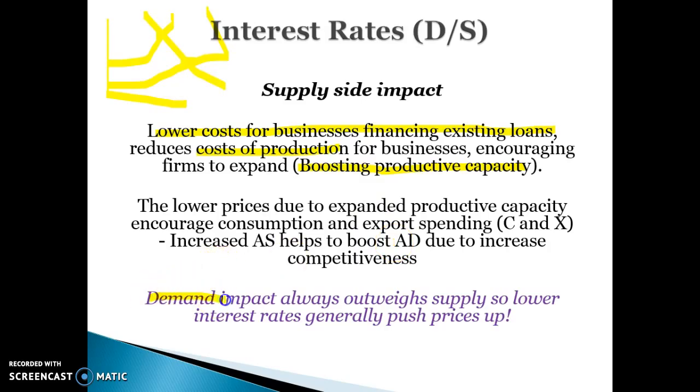So it's important to remember that the demand impact will always outweigh the supply impact. Whenever interest rates decrease, the demand shifts right by more than the supply shifts right, and prices are likely to go up.